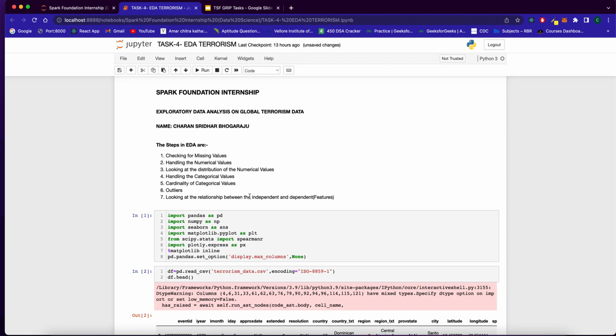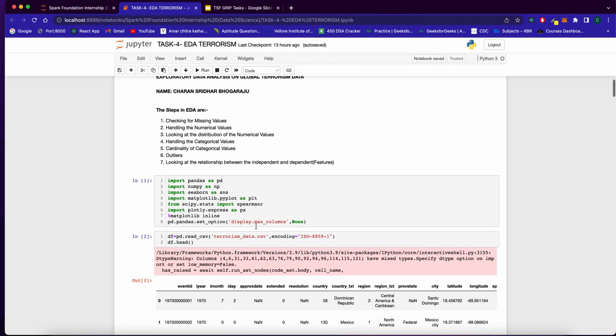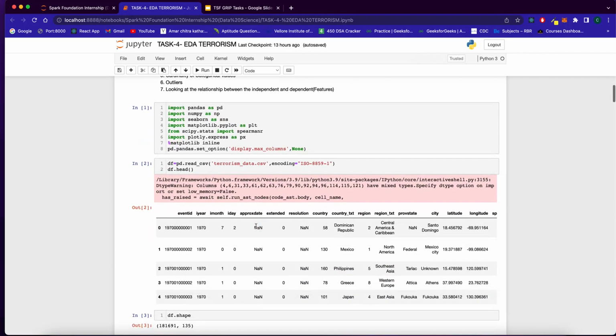First, I have imported all the important libraries which were important for me. Then, second, I imported the dataset from the Google Drive, which was given as a CSV file. The difference was the encoding. Generally, encoding is UTF-8, but the encoding of this dataset was ISO 8859-1. So df.head showed me the first 5 records of the dataset.